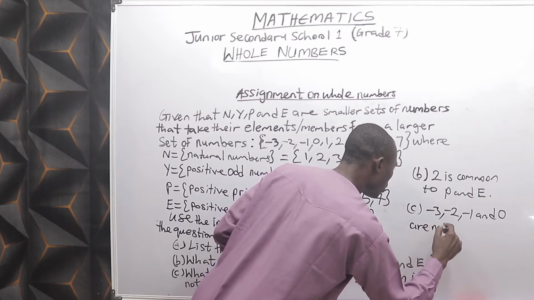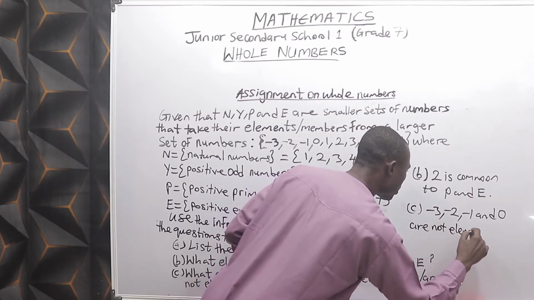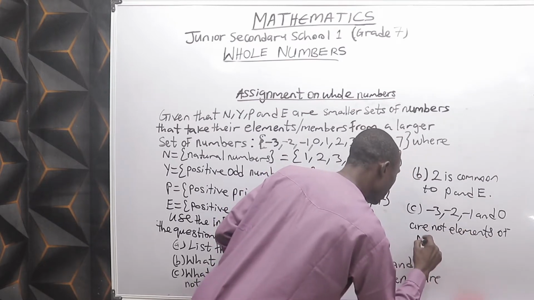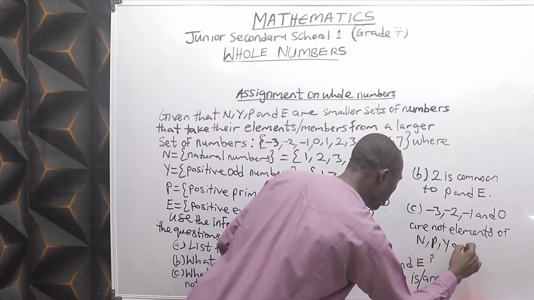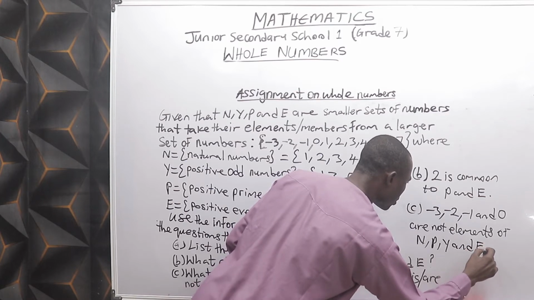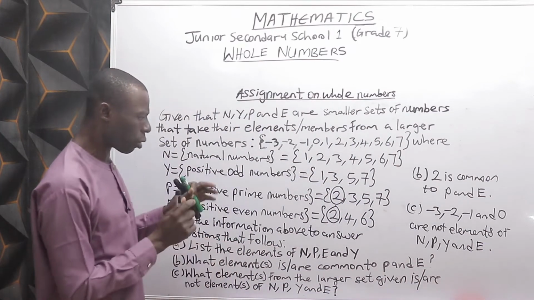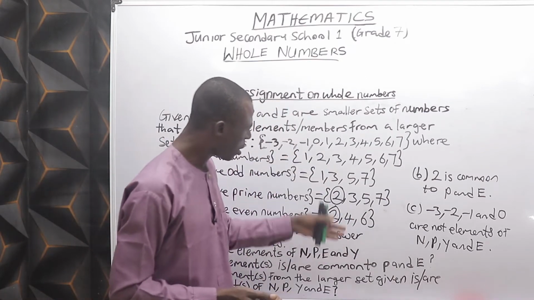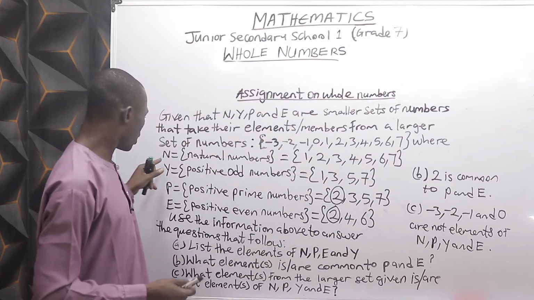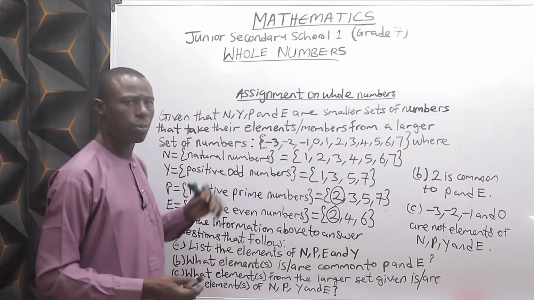So, -3, -2, -1, and 0 are not elements of N, P, Y, and E. And that's all. You can see how short the answer is. The answer to B is short, the answer to A is just as simple as you can see.